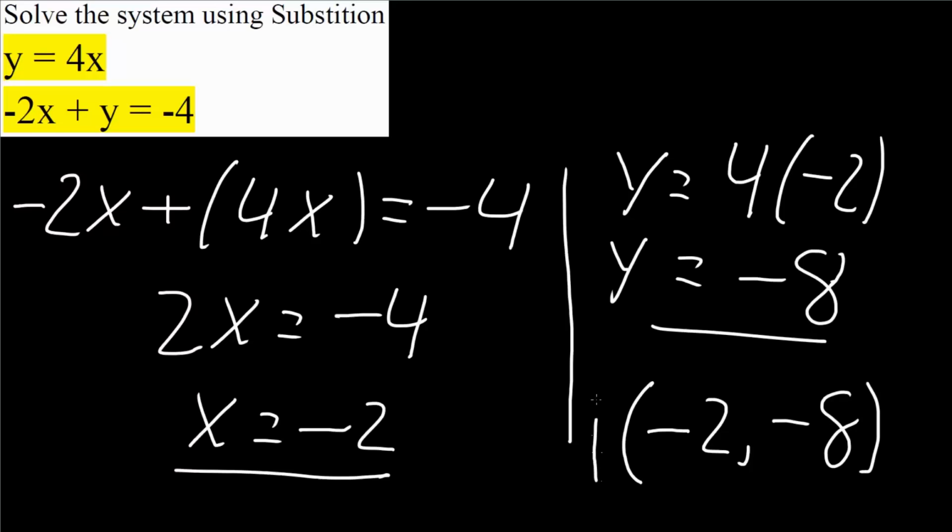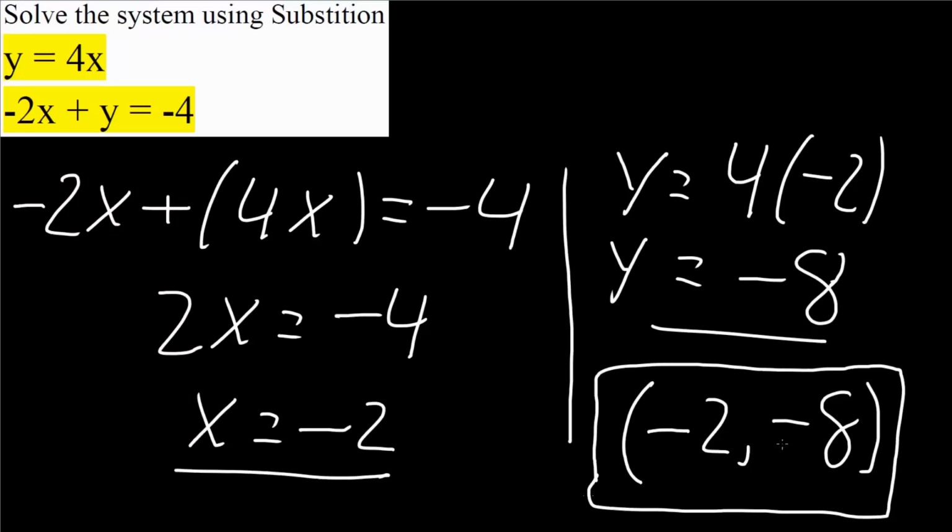We can box this in. This is telling us that x is equal to minus 2 and y is equal to minus 8. And we can try this. If we plug in minus 2 for x, we get 4 times minus 2 is minus 8, and y is minus 8. So it's true. And now we will solve another problem using the exact same method.